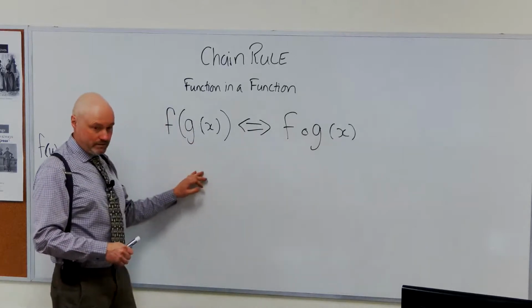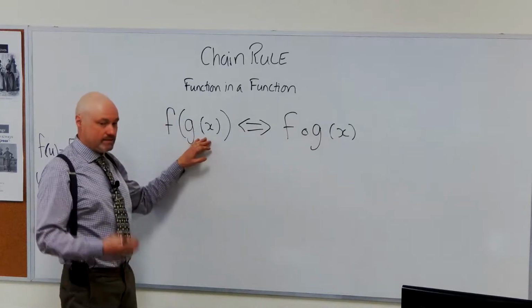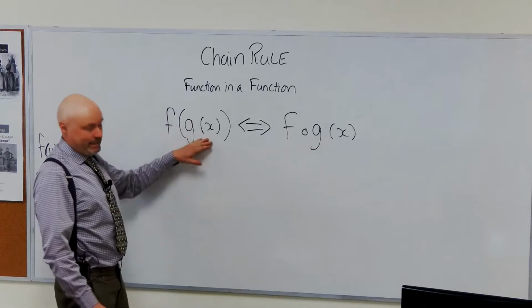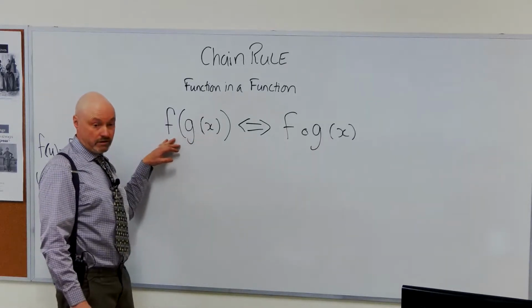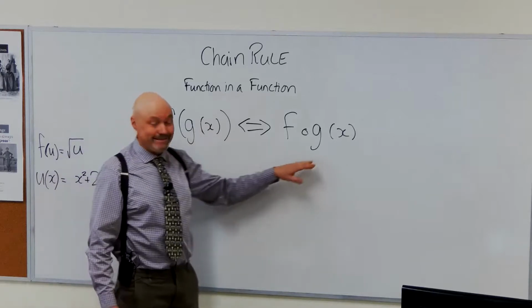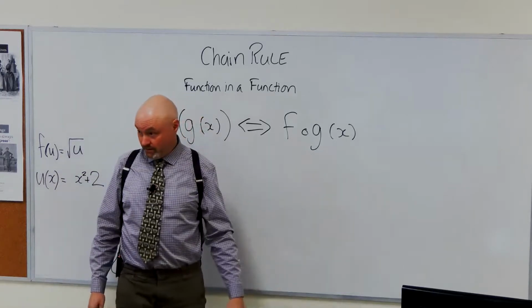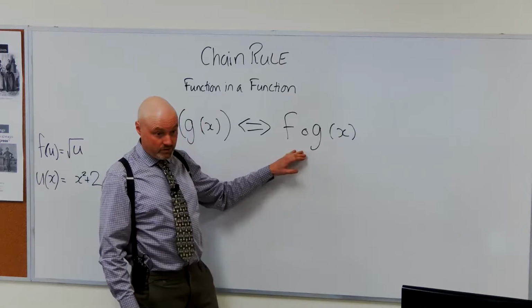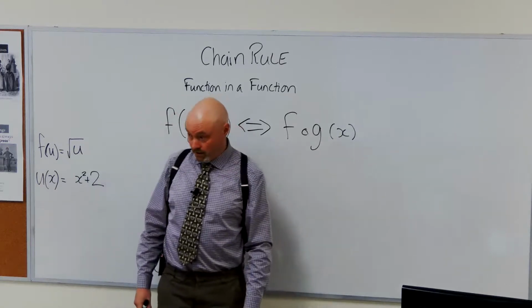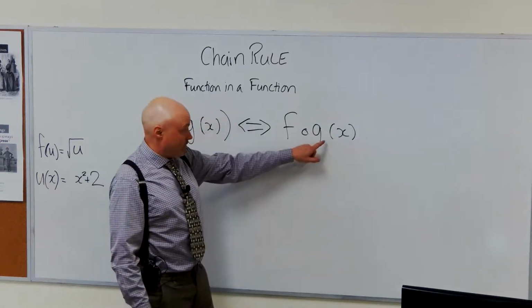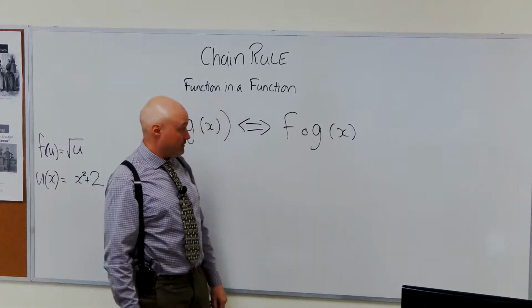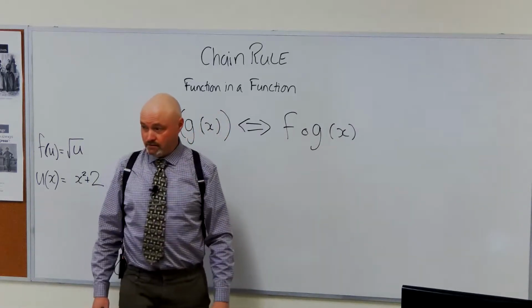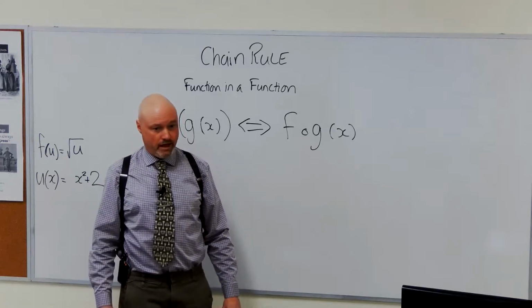There are a couple of ways of symbolizing this. g of x is the inside function. I take whatever comes out of g for any value of x, and then I put it into the outside function. Okay, this is a second way of symbolizing it. These two functions compose together, and sometimes it gets called f of g of x. This means we do perform the function g first on the value of x, and then we do the f.